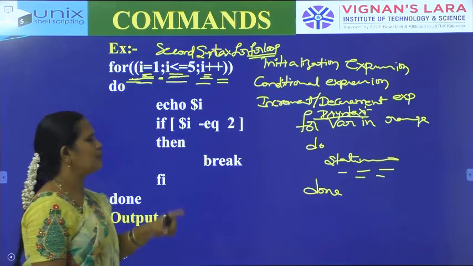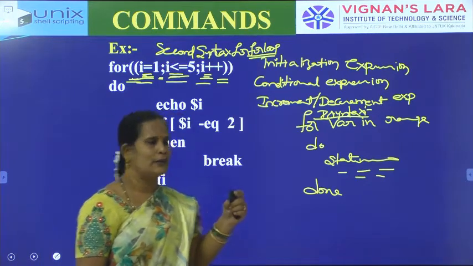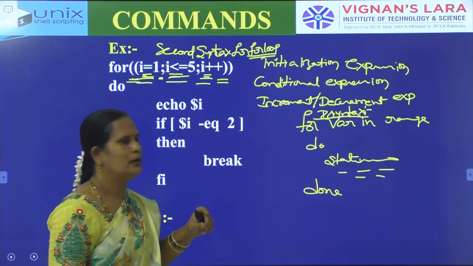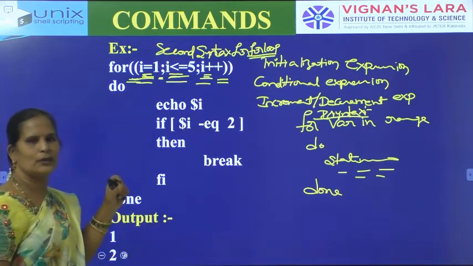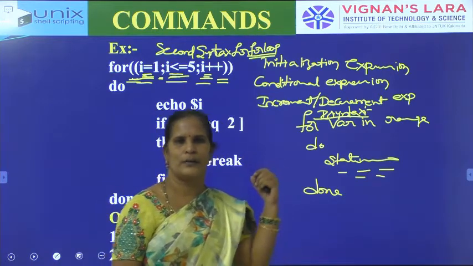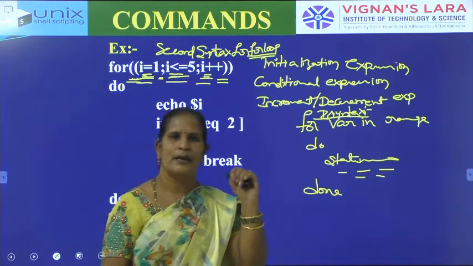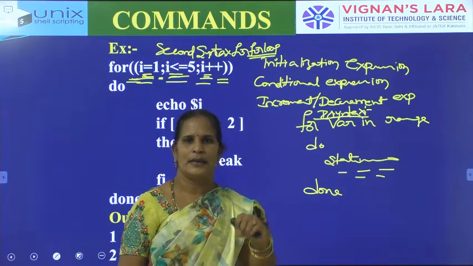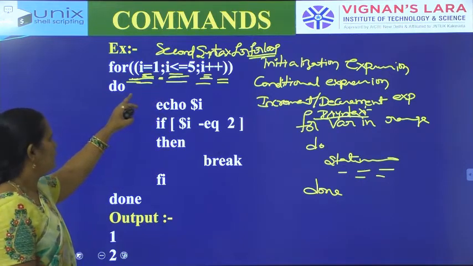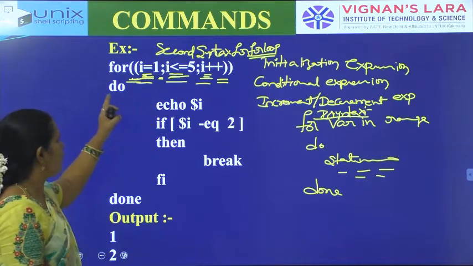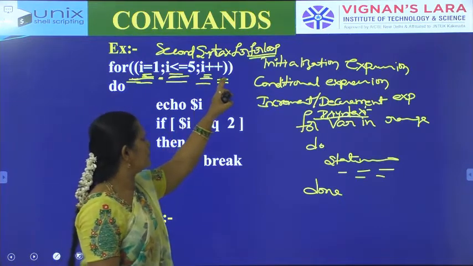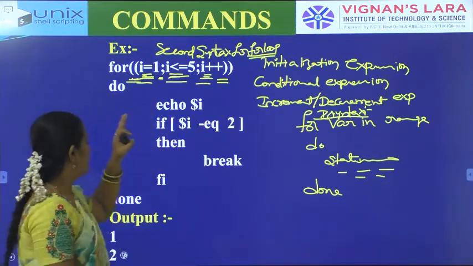Next, if $I is equal to 2: 1 equal to 2 means the condition returns a false value. If the condition returns a true value, then the break statement is executed. Here the condition returns false, so the control simply comes out of the if block and goes back to the loop. Here the I value will be incremented. That is, I is equal to 2.